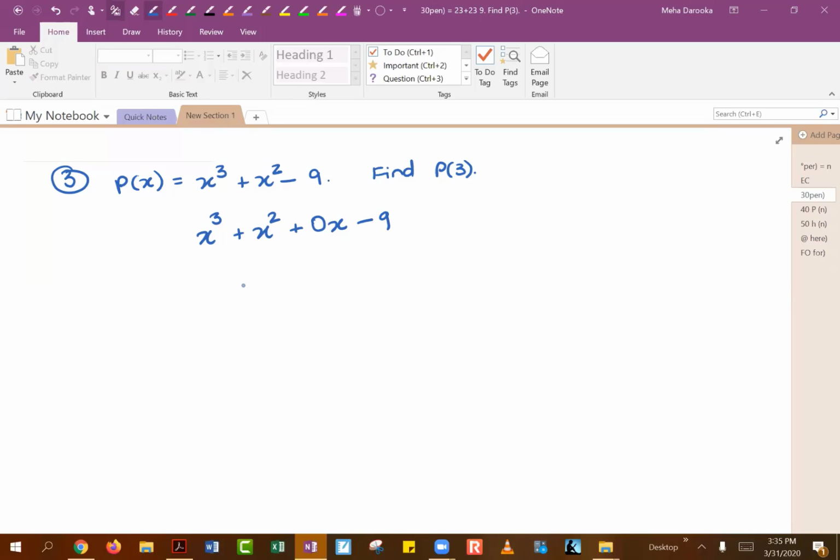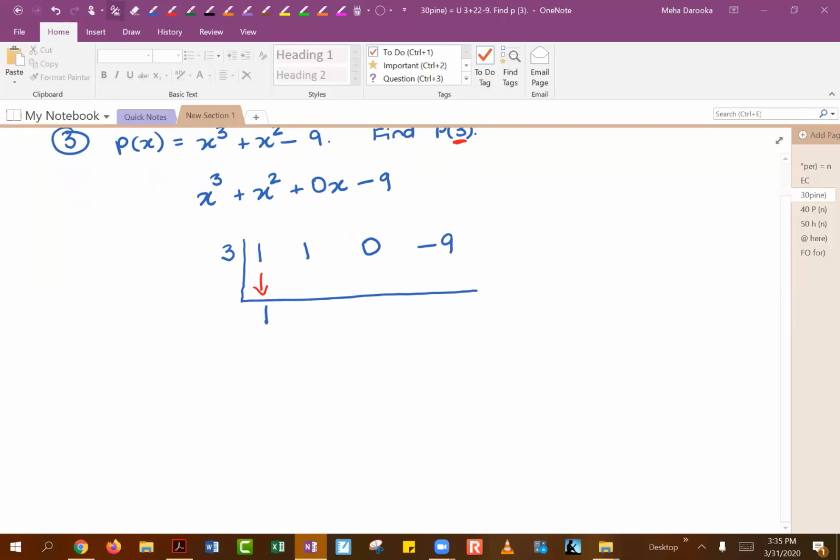And let's get our little synthetic division problem going. So this would be a coefficient of 1 for the x cubed, a coefficient of 1 for x squared, our missing term, so that's going to be the 0, and then we have negative 9 for our constant term. They're asking us to divide by 3 because they're asking us to find p of 3, right? So in this case, since the number 3 is given to you, you're just dividing by this number 3 here. Remember, bring down that first number as it is. You don't have to do anything to it.